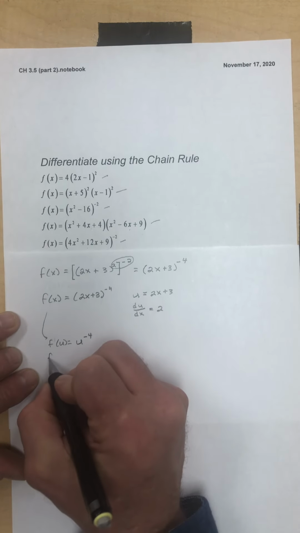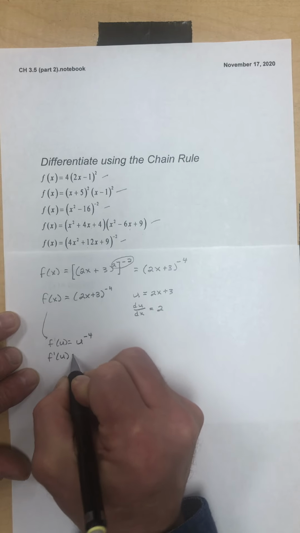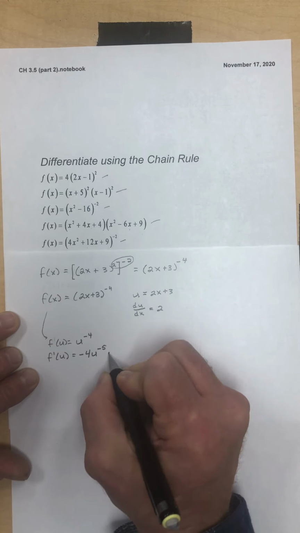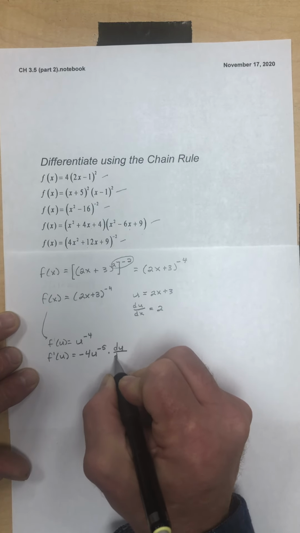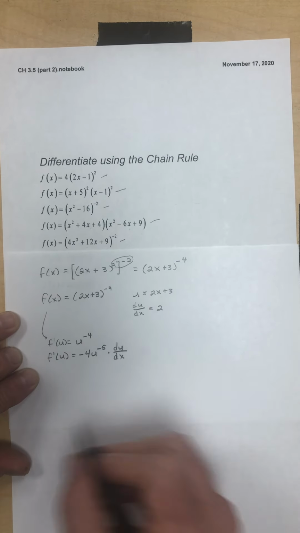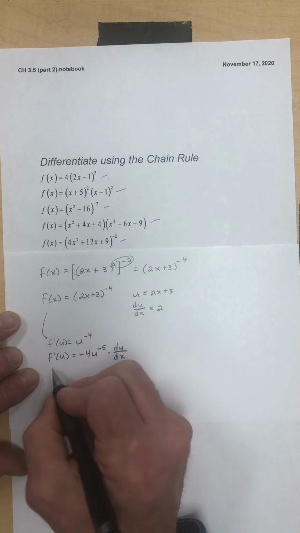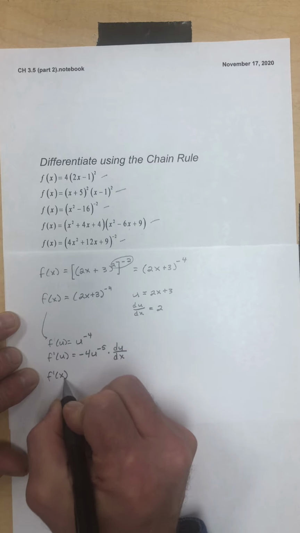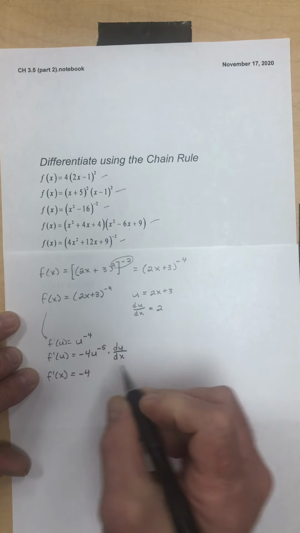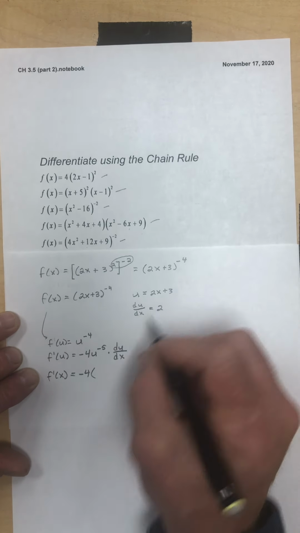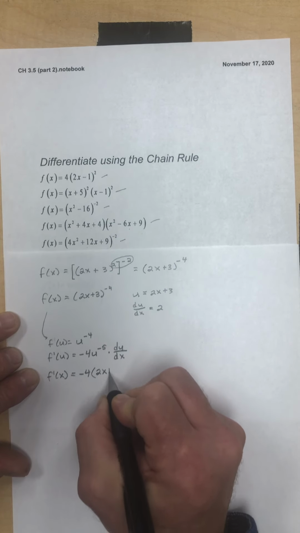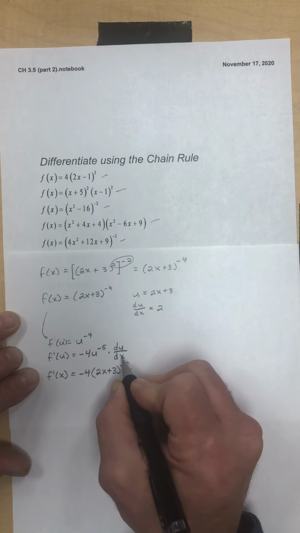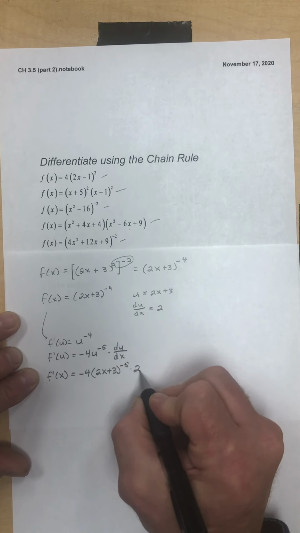Okay, so my f prime of u would be -4 u to the -5th times du dx. Then I go back to substituting in, so my f prime of u becomes f prime of x. So I get -4 times u, which is 2x plus 3, to the -5th power times du dx, which is just 2.